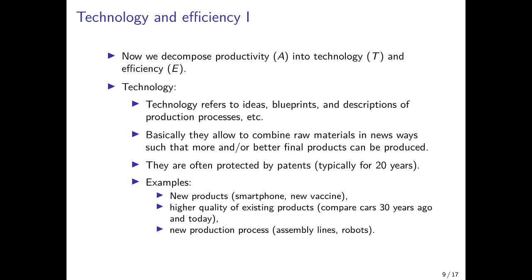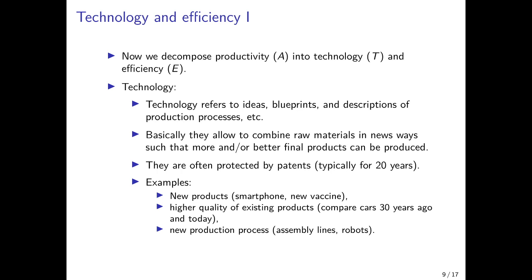Now, examples for these better technologies are, of course, new products. So, for example, the smartphone can be seen as a new product that was not there previously, and research and development was used to come up with such a new product. Or a new vaccine, just now in the case of the COVID-19 pandemic, the new vaccines that we came up with, basically, this would also be a new product in this sense.